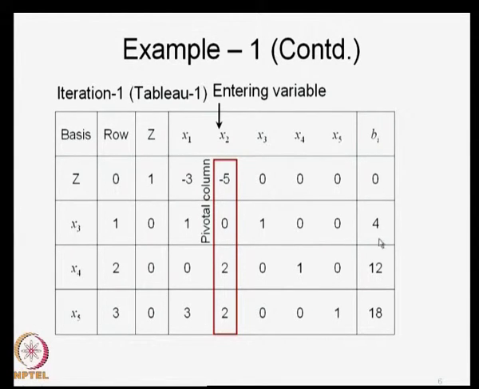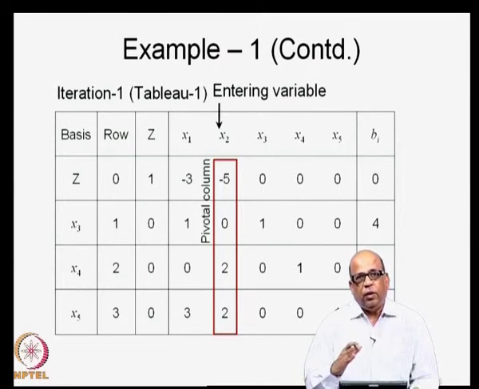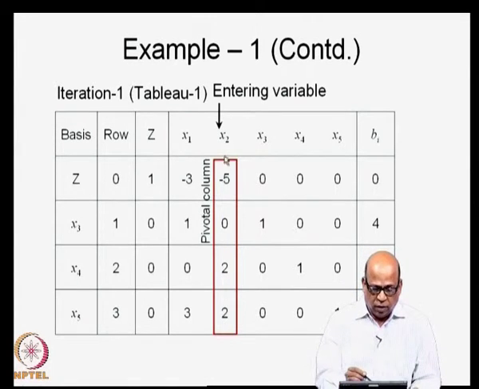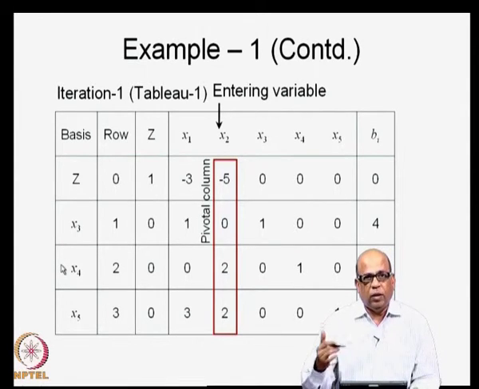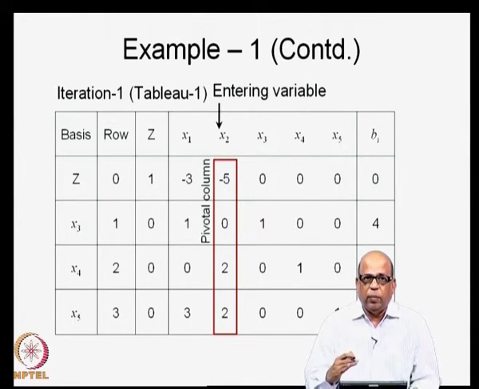You have the Bi values here, which are the right hand side values. Now, what I am going to do is identify which is the departing variable. In the previous lecture, you recall what we discussed about which variable departs: the variable which reaches 0 first. As you start increasing the value of x2, one of the currently basic variables will reach 0 first, and that is the variable that will depart, and we have to identify that.